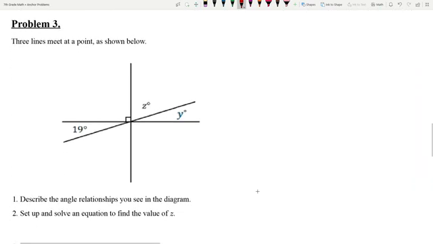Problem 3. 3 lines meet at a point as shown below. Describe the angle relationships you see in the diagram. Well, I see that there's a right angle here, and so that way angle Y and angle Z, since they form a right angle, means they're complementary. They're so nice to each other. They give each other compliments all the time, but they also form a 90-degree angle, so that's what makes them complementary.